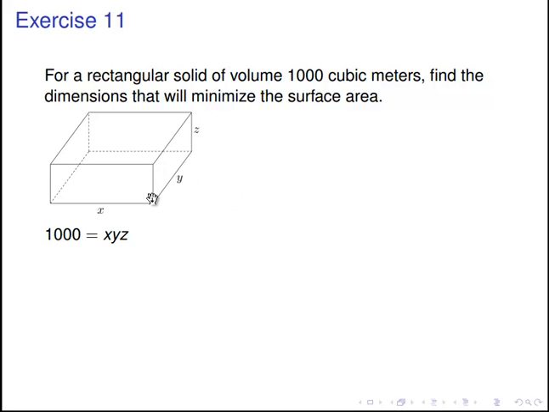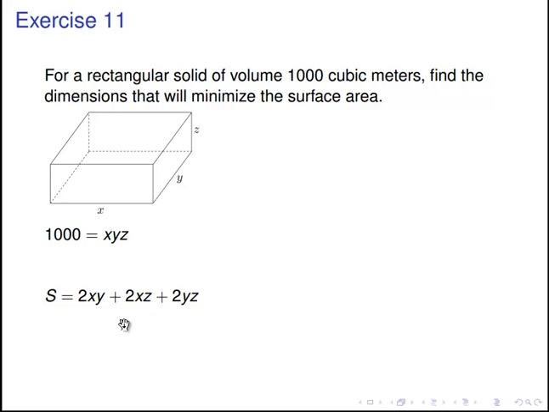There's also this front piece and the corresponding back piece, and the lengths of those sides are x and z, so you'll get 2xz. Then you have these 2 side pieces, this one over here and this one over here, and those lengths are y and z, so you get 2yz. So in total, the surface area will be 2xy plus 2xz plus 2yz.